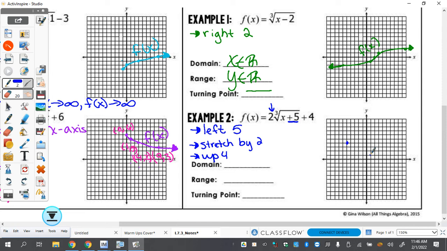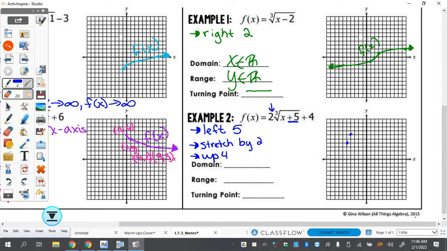So my 1, 1, left 5. 1, 2, 3, 4, 5. Stretch by 2 means it's going to be multiplied by 2. So now I'm up here at 2. Again, it's the y, which is a 1, is stretched by 2, so it's up to 2. And then up 4. So I end up there.